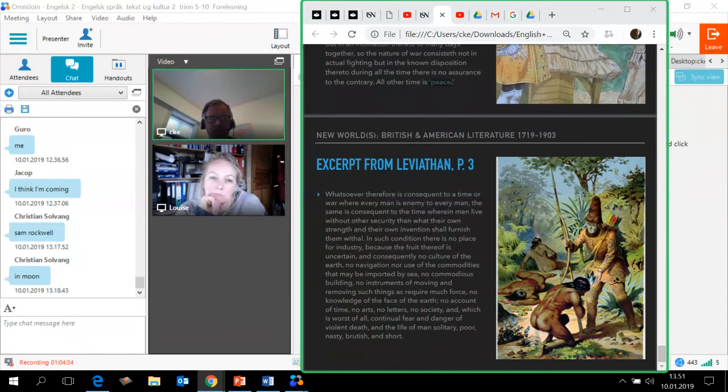Let's go back to Leviathan. "Whatsoever therefore is consequent to a time of war where every man is enemy to every man, the same is consequent to the time wherein men live without other security than what their own strength and their own invention shall furnish them withal. In such condition, there's no place for industry, because the fruit thereof is uncertain, and consequently no culture of the earth, no navigation or use of the commodities that may be imported by sea, no commodious building, no instruments of moving and removing such things as require much force, no knowledge of the face of the earth, no account of time, no arts, no letters, no society, and which is worst of all, continual fear and danger of violent death, and the life of man solitary, poor, nasty, brutish, and short."